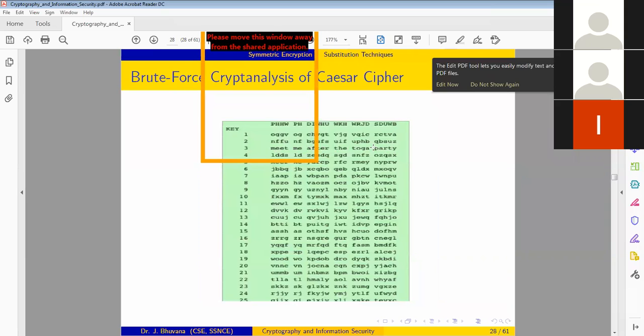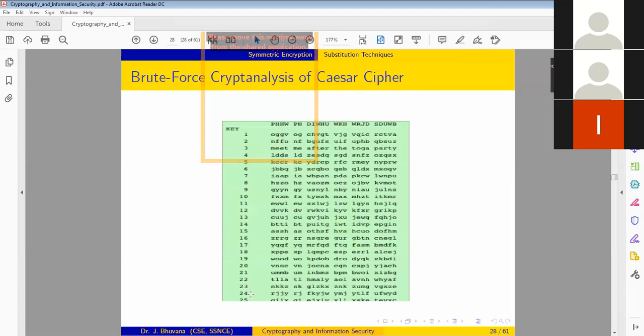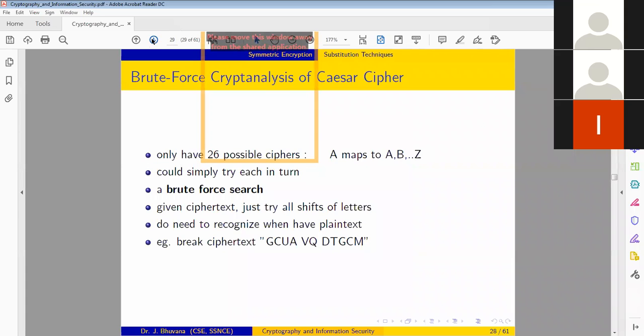meet me after toga, but it's a kind of readable message I'm getting. So I can try with all possible key combinations, 1 to 26. One line is not visible here in this picture. Obviously, I will end up in success with one possible key combination that will give me the plain text back. That is how secure the Caesar cipher is. It is no longer a good cipher to talk about.